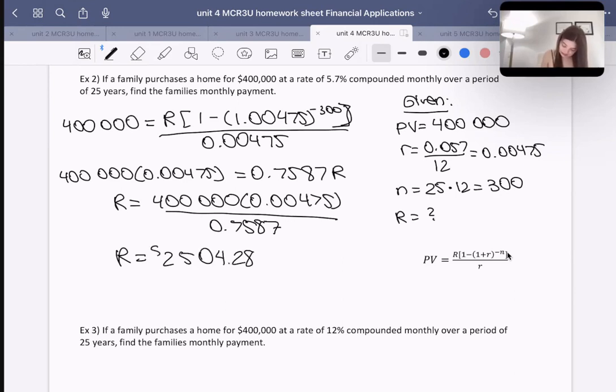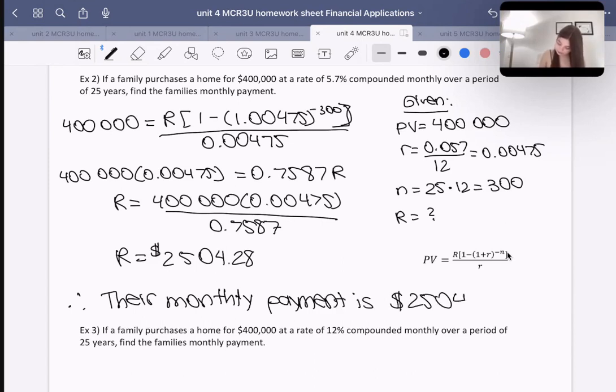$2,504.28. Which honestly, given the amount they owe and also given the high interest rate here, it is not that surprising that this is their monthly payment. So this makes some good sense. So then we can say, therefore, their monthly payment is $2,504.28. So that's the answer for that one.